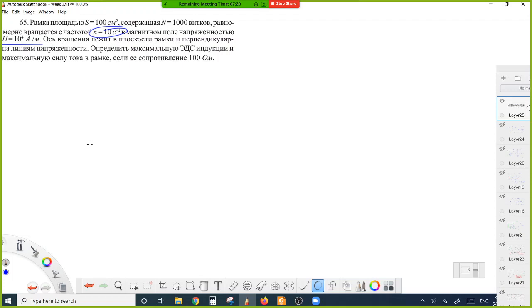So we need to find the electric motive force and the maximum value of electric motive force and the maximum value of electric current if the resistance of our loop is equal to 100 ohm. Okay, so let me draw.